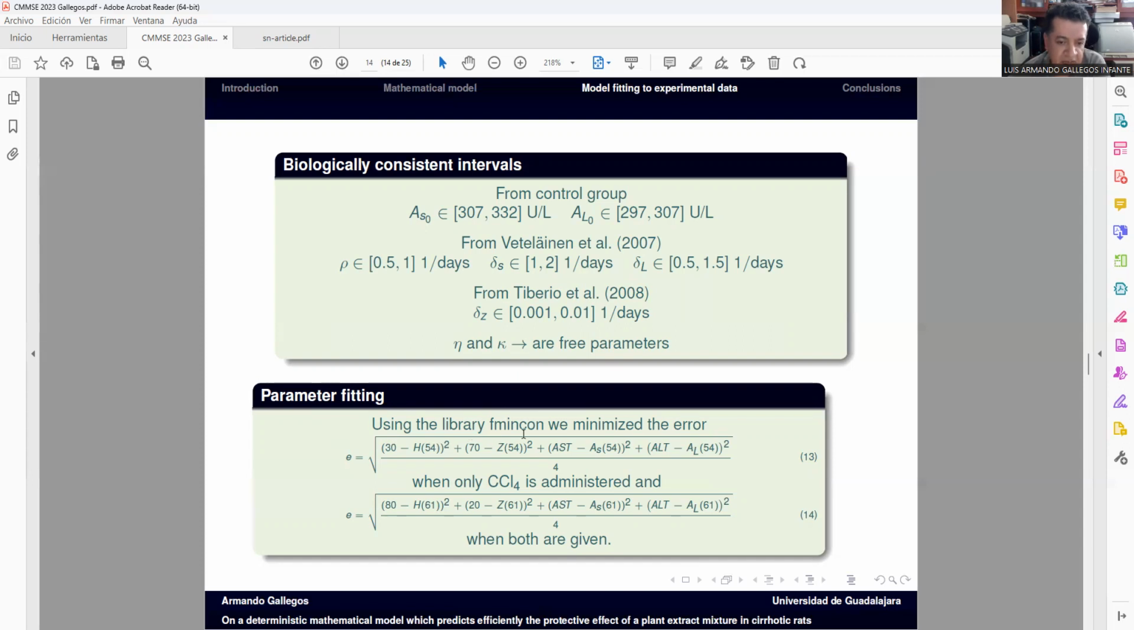used with the FMINCON library of MATLAB, and minimized the error in terms of the AST and ALT measured values, and the healthy and damaged values, both for the only tetrachloride administration and the tetrachloride and extract administration.